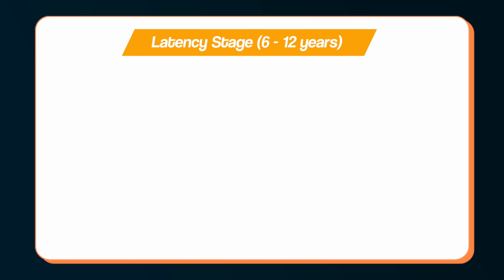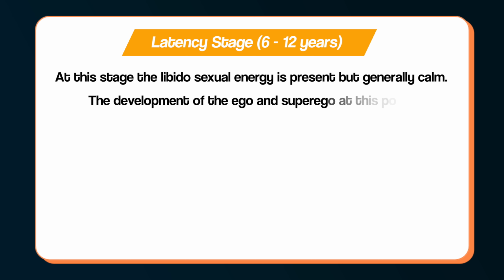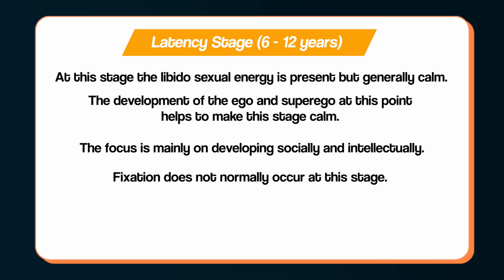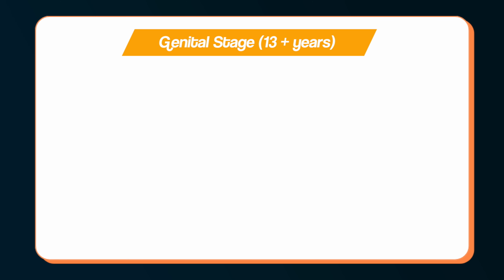At this stage, the libido sexual energy is present, but generally calm. The development of the ego and superego at this point helps to make this stage calm. The focus is mainly on developing socially and intellectually, and fixation does not normally occur at this stage. Fifth stage, genital stage, 13 years on into adulthood.